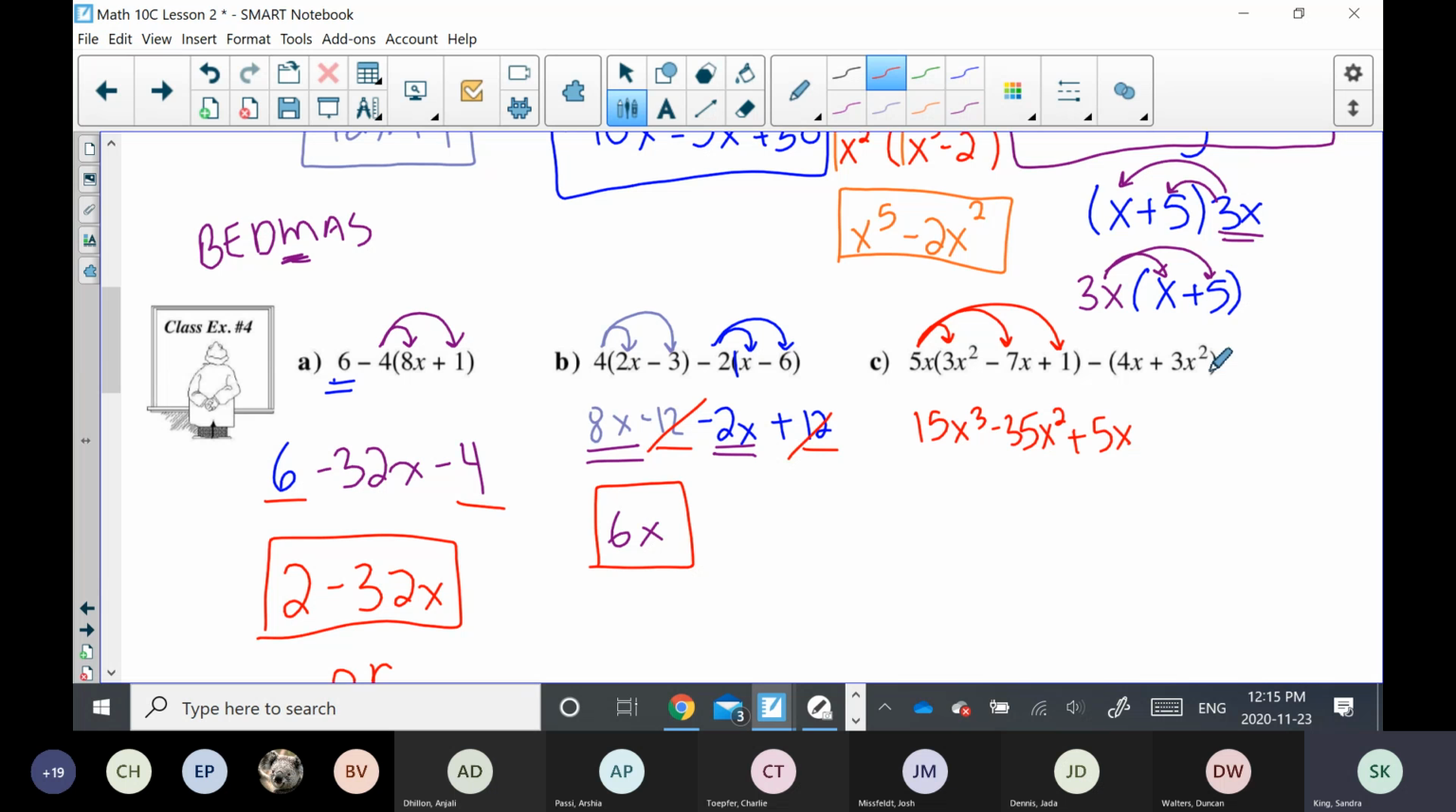Then I would go over here and say, okay, I've got to get rid of this bracket. And what's in front of this bracket that I'm going to distribute in? A negative 1. So negative 1 times 4x is negative 4x. Negative 1 times 3x squared is not plus, it would be minus 3x squared.